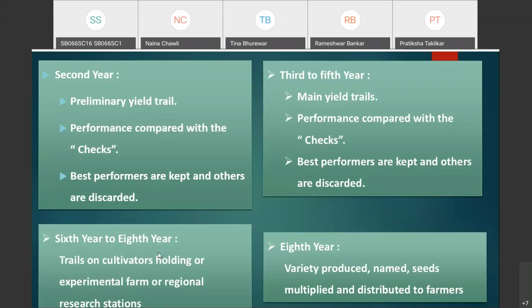Okay, and that new variety is then named, the seeds of these strains are multiplied, and the seeds are distributed to the farmers for commercial cultivation. Okay, that is the whole process of mass selection. The mass selection method is used to improve cross pollinated crops. It is mainly practiced to release a new improved variety in the cross pollinated crop. It takes about 8 years to release the new variety in the cross pollinated crop.